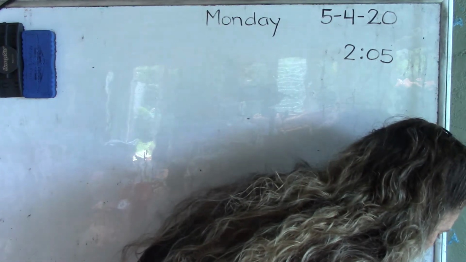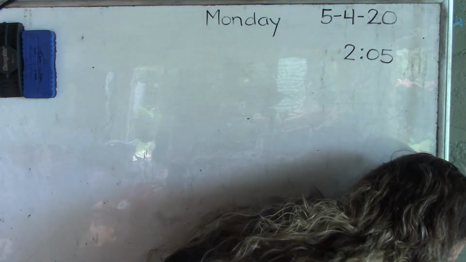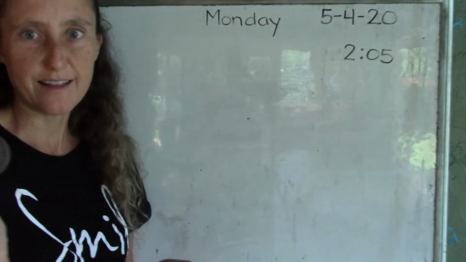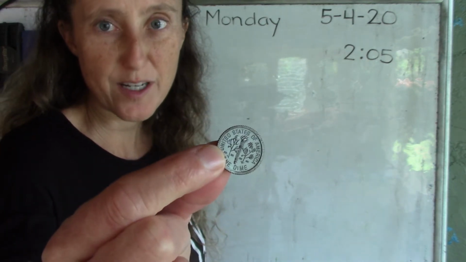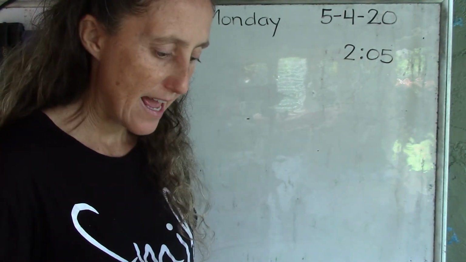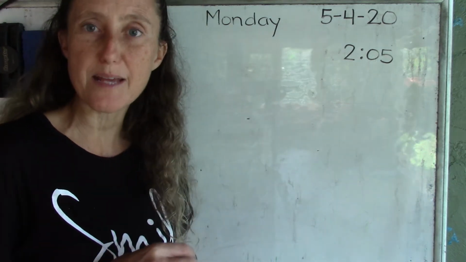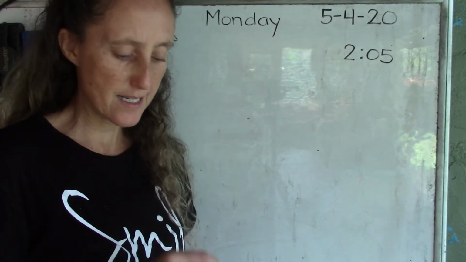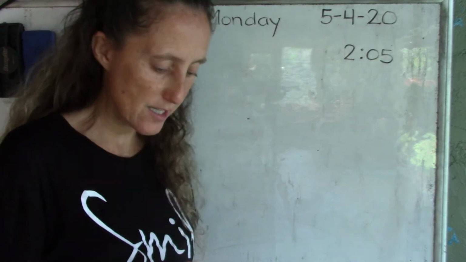Okay, today I have these little guys right here, which are dimes. Dimes are worth 10. And I have 3 of them. So let's count by 10s 3 times. 10, 20, 30. So I have 30 cents so far in dimes.